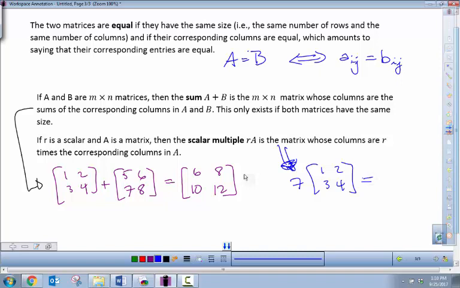In the scalar multiply, you multiply everything. So there'd be 7, 14, 21, and, oh, 7 times... oh, 28. That's not... I thought I was squaring it. I thought I was raising the power.